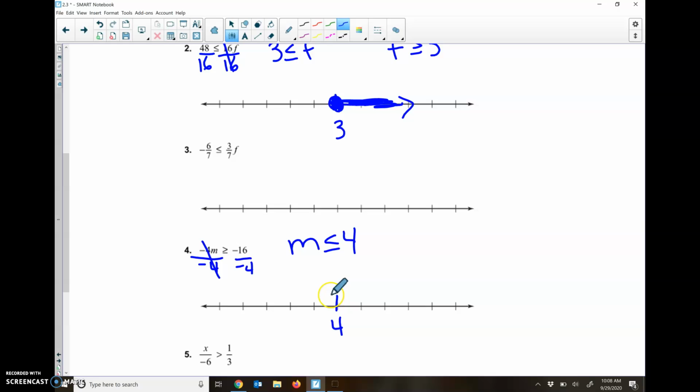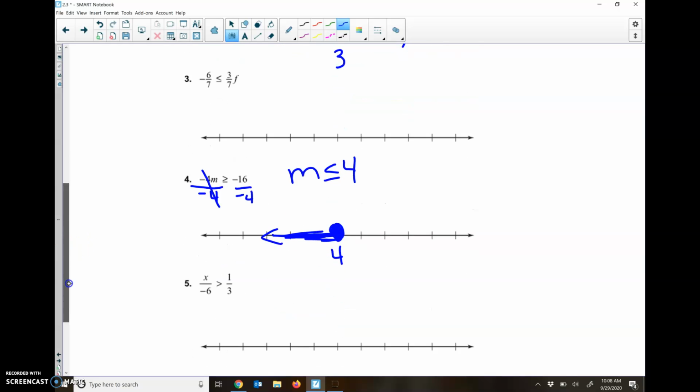Same thing, I'm going to have a filled in circle because it's equal to. Numbers less than 4 go to the left, like 3, 2, 1. Okay, so all the numbers shaded to the left. So notice how the sign got flipped. It was a greater than sign, but since I divided by a negative, I flipped it to a less than sign.